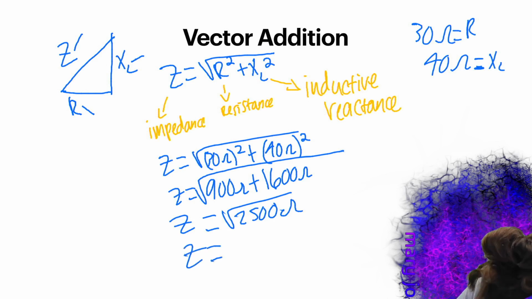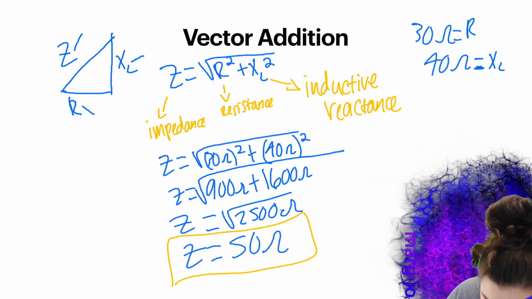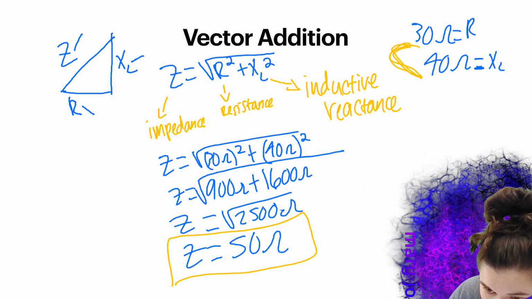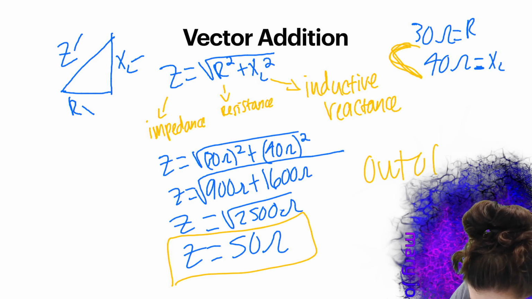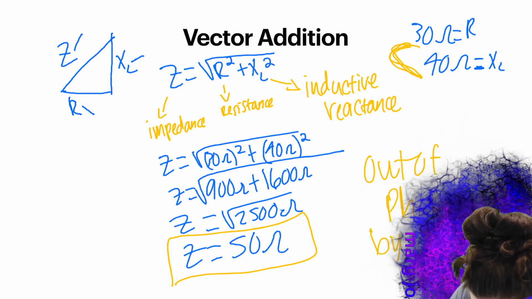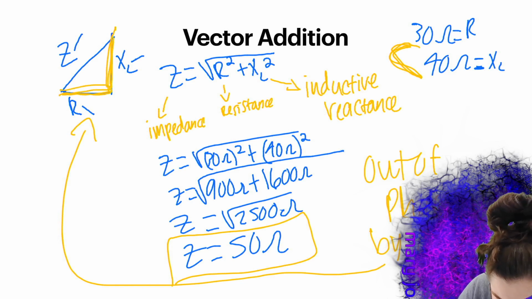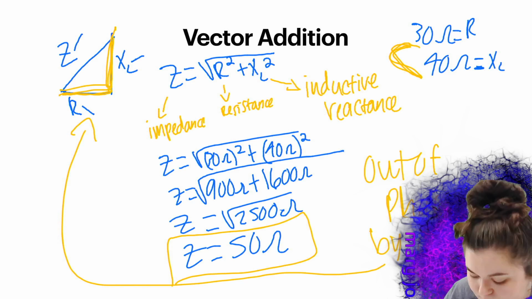And your total is going to come out to 50 ohms, and that's going to be your answer. So, instead of adding these two together, we cannot do that. Why can we not do that? They're out of phase by 90 degrees. So that's why we draw a 90-degree triangle. And they're out of phase by 90 degrees. So you'd find your impedance using vector addition.